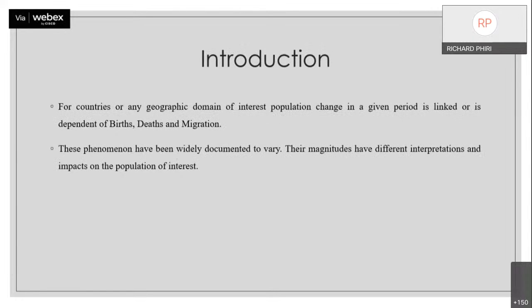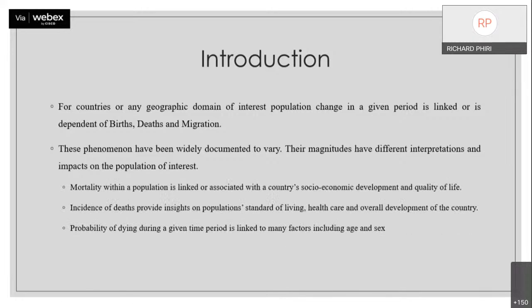Next slide. In terms of introduction, for countries or any geographical domain of interest, population change is linked with birth, death and migration. These have been widely documented to vary, and their magnitudes have different interpretations and impacts, which necessitates the need to have a better understanding of them. As we all know, mortality is linked to socioeconomic development, quality of life, and also standard of living. So this necessitates the need to emphasize understanding and estimating mortality in the country.